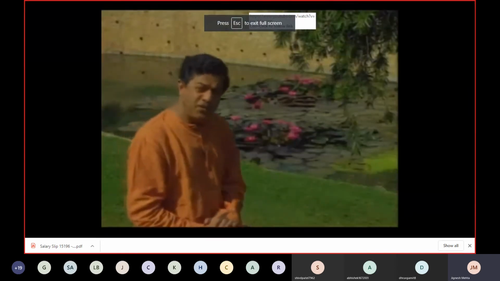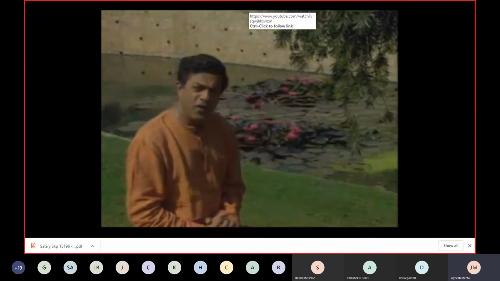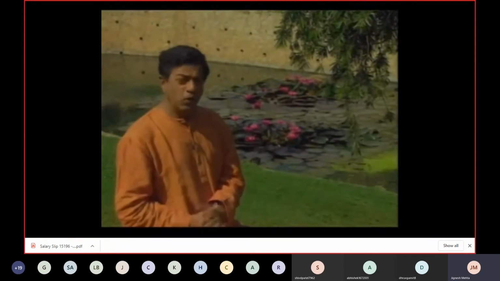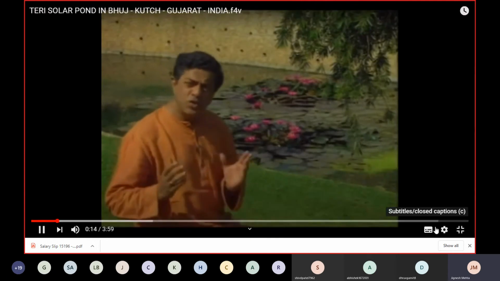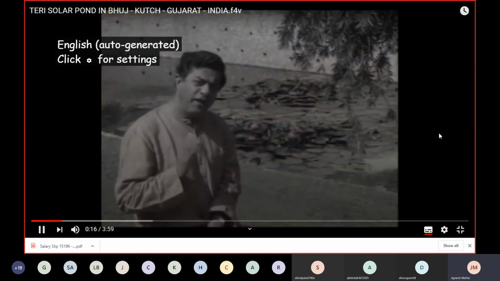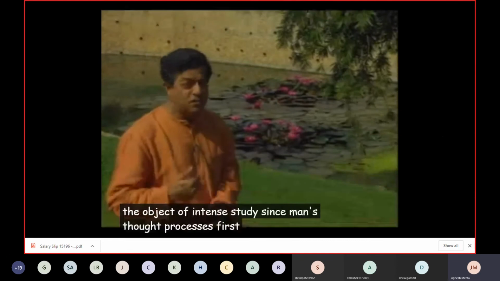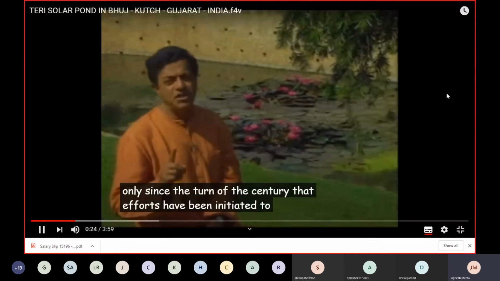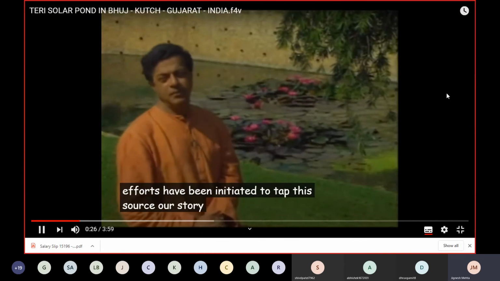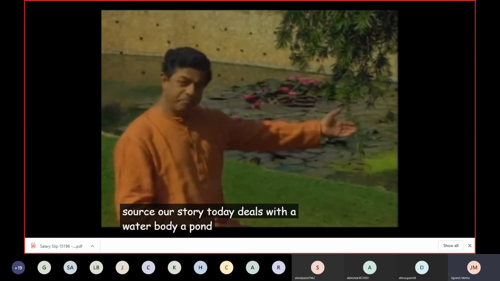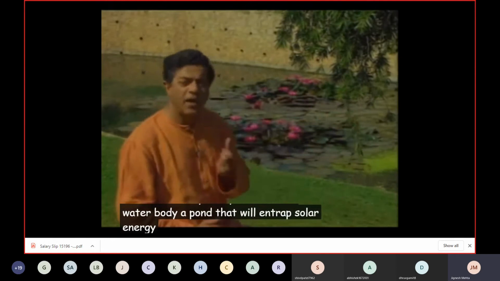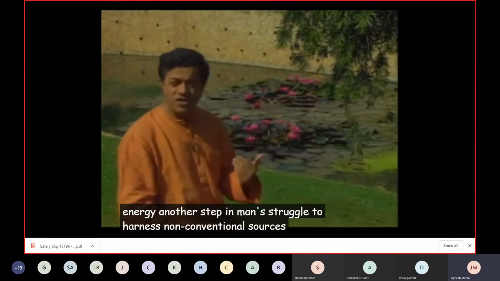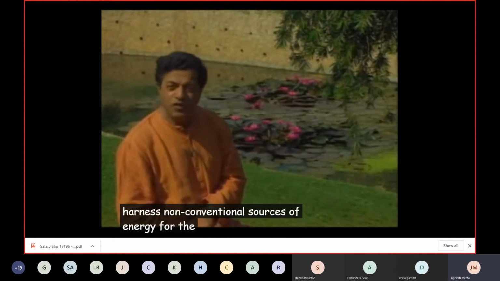The formidable powers of the sun have made it, for thousands of years, the object of terror, worship, and even intrigue. Although this source of seemingly inexhaustible energy has been the object of intense study since man's thought processes first evolved, it's only since the turn of the century that efforts have been initiated to tap this source. Our story today deals with a water body, a pond that will entrap solar energy. Another step in man's struggle to harness non-conventional sources of energy for the future.